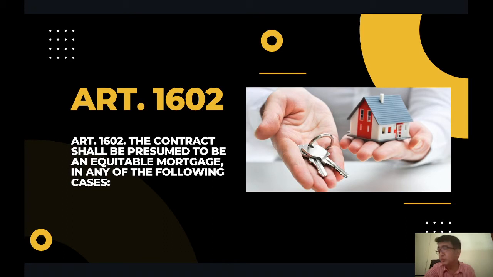Article 1602. The contract shall be presumed to be an equitable mortgage in any of the following. Wait lang, nag-brown out na eh. Okay? So, in these instances, yung contract daw is magiging equitable mortgage.